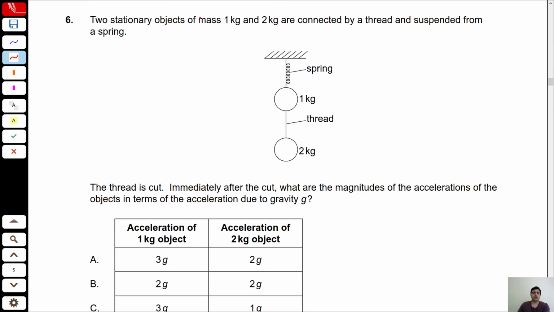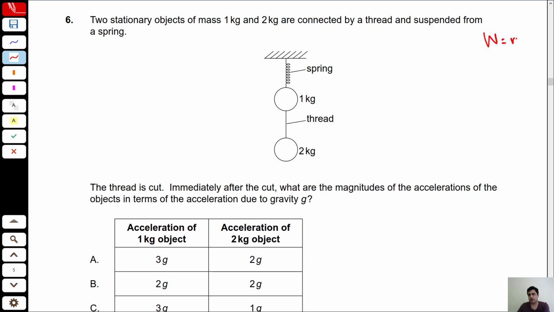Okay. Two stationary objects of mass 1 kg and 2 kg are connected by a thread and suspended from a spring. So we have a spring. The spring is responsible to carry the weight of these two, and the thread is cut immediately. After the cut, what are the magnitudes of the accelerations of the objects in terms of the acceleration due to gravity g? So we have to give acceleration in terms of g, like 1g, 2g, 3g, like that.